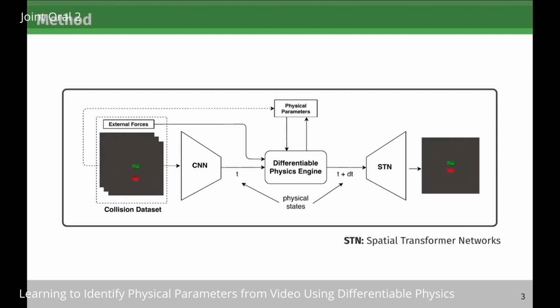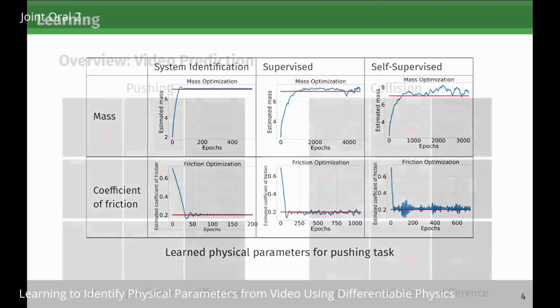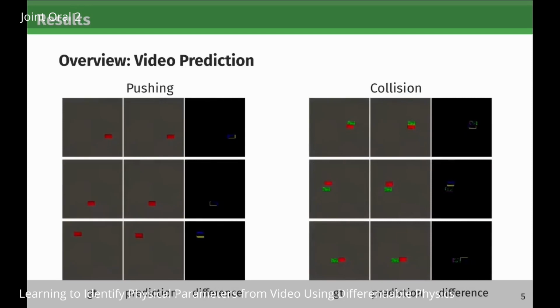The main contribution of our paper is in a self-supervised setting, where we use spatial transformer networks to render the predicted states into reconstructions and minimize the loss over input images. This makes sure that the latent space is structured and physically meaningful. We conduct an observability analysis of physical parameters to infer mass and coefficient of friction in three different settings: system identification, supervised, and self-supervised. The learned physical parameters can be used for video prediction.